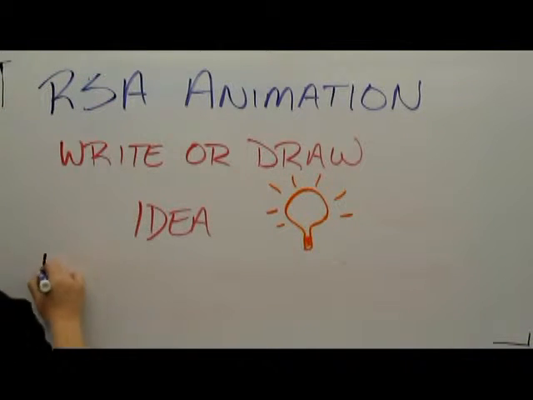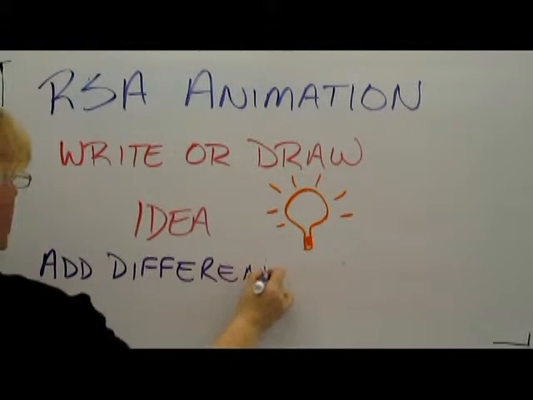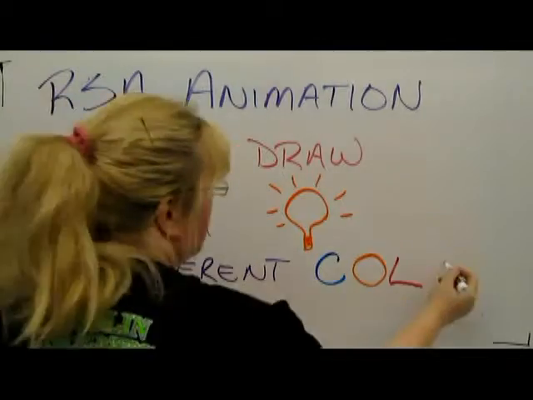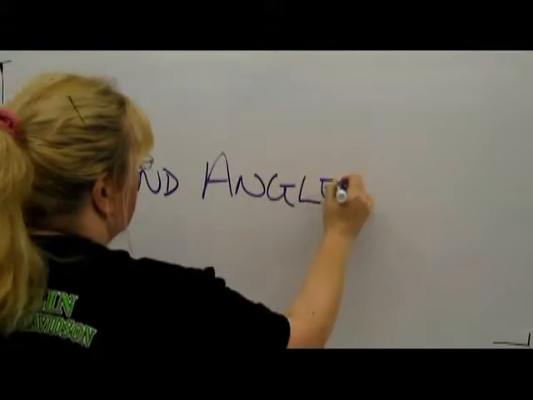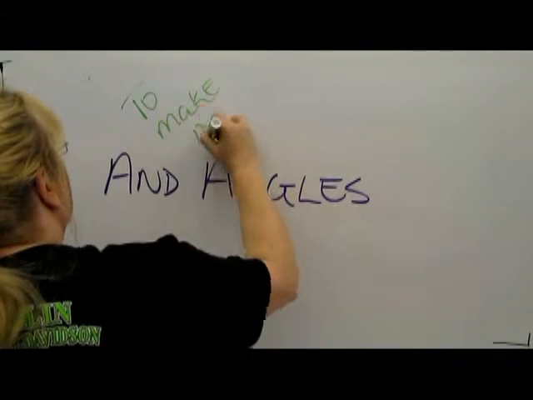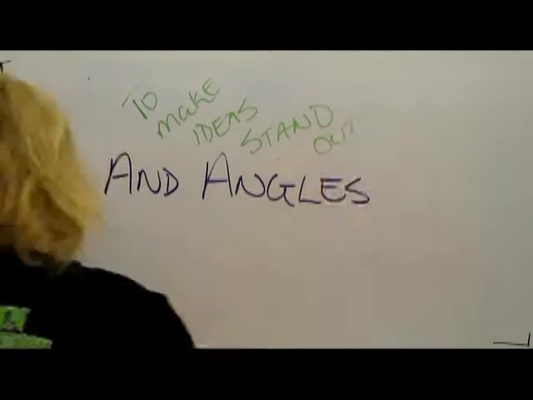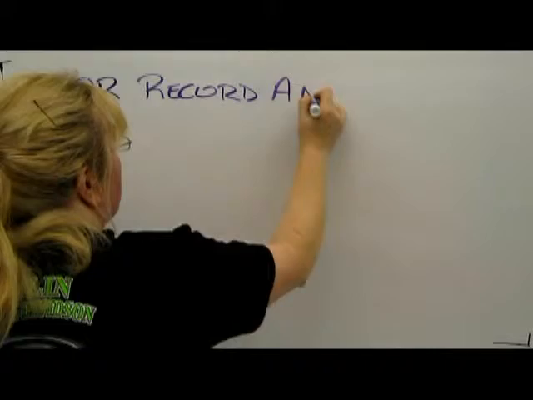With RSA animation, you write or draw your ideas. You can put pictures if you want to. You can also add different colors, and you can also add angles. It's just anything that's going to make the ideas stand out, something that's going to make them different.